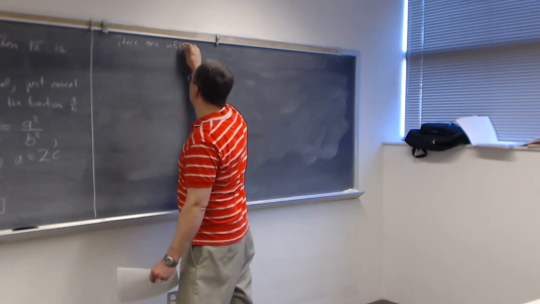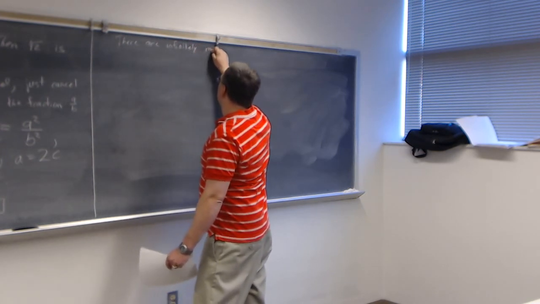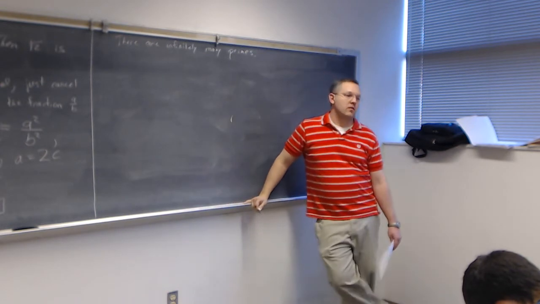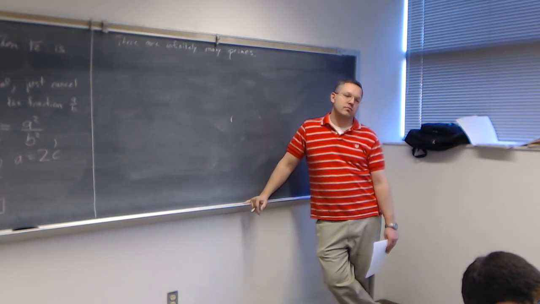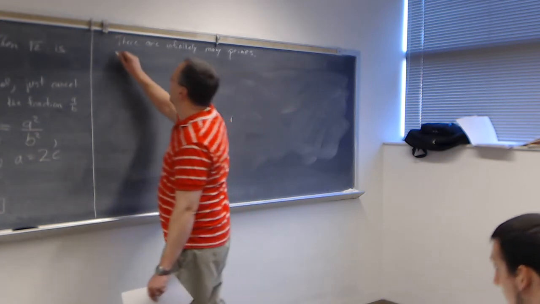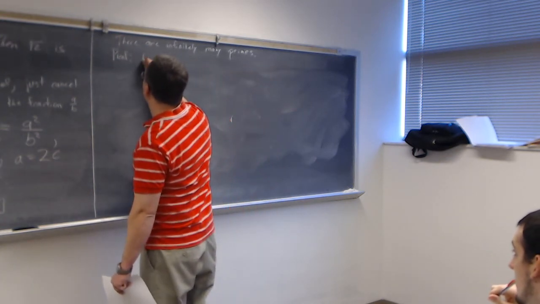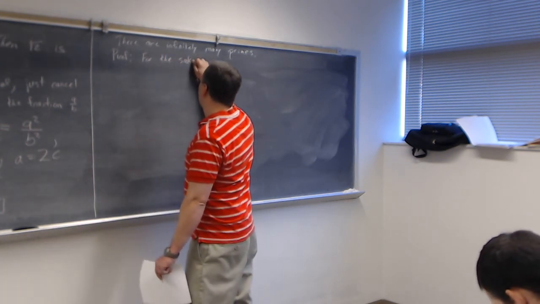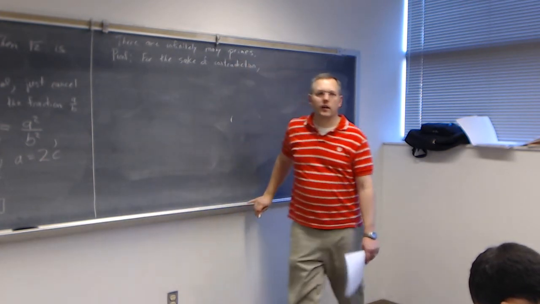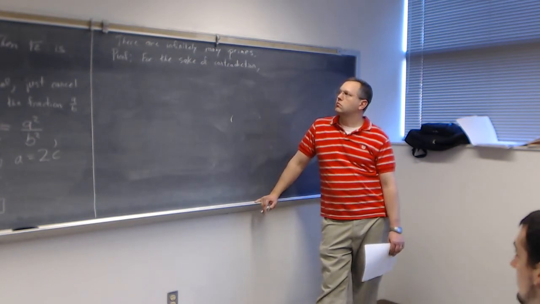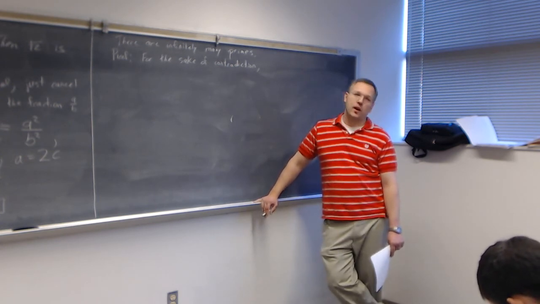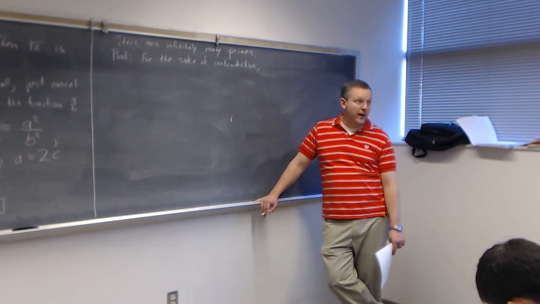All right, big theorem: there are infinitely many primes. This is basically the same proof that Euclid gave thousands of years ago. Proof. For the sake of contradiction, what would you write next? Anything that's equivalent to the negation of the statement. Suppose there are not infinitely many primes, which is saying, suppose there are finitely many primes.